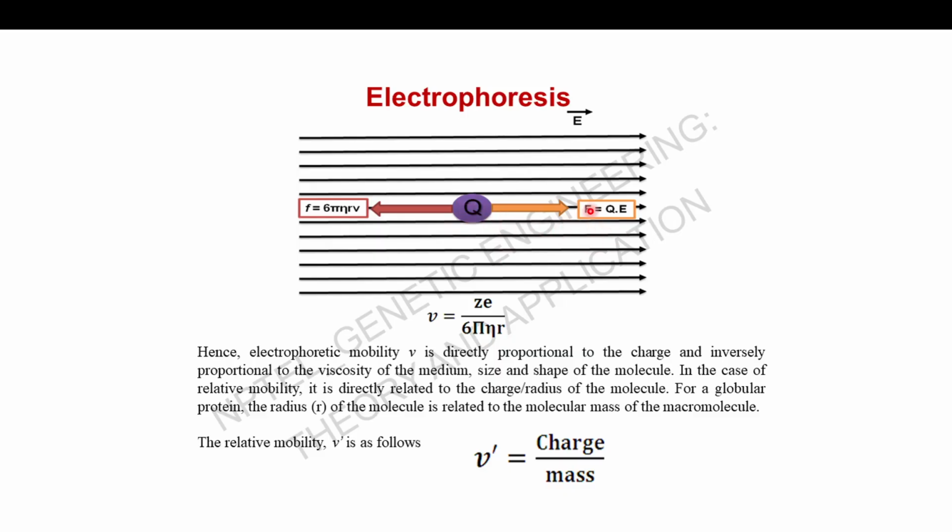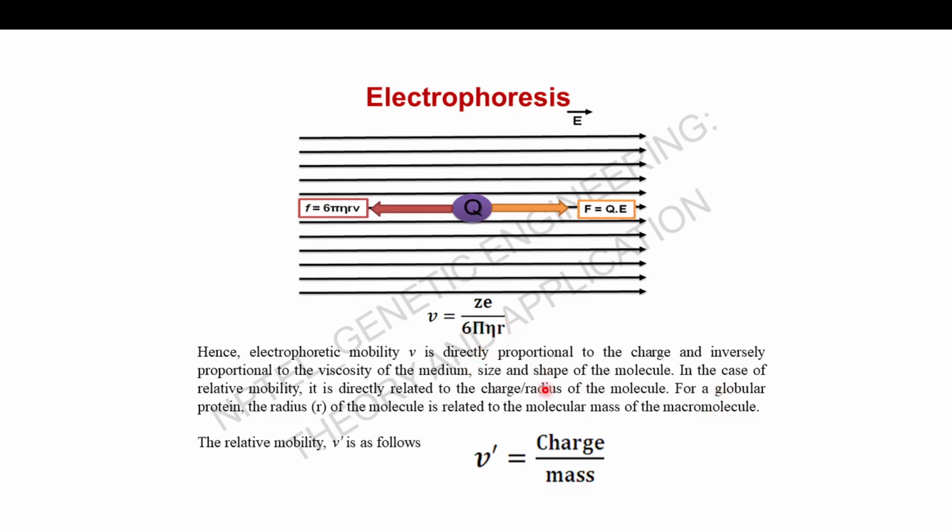One is the force due to the electric field, which is charge multiplied by the electric field strength, and there's a viscous drag on the opposite side. So these two forces basically influence the electrophoretic mobility. Electrophoretic mobility is directly proportional to the charge and inversely proportional to the viscosity of the medium, and the size and shape of the molecule denoted by R.